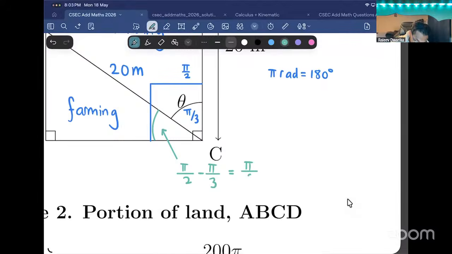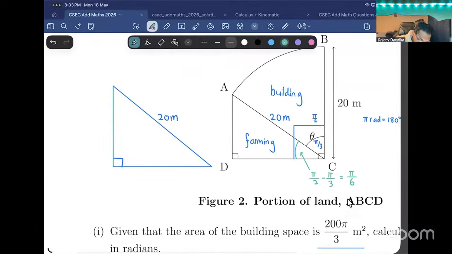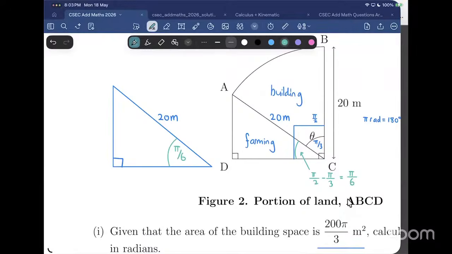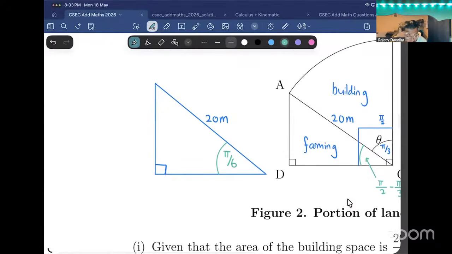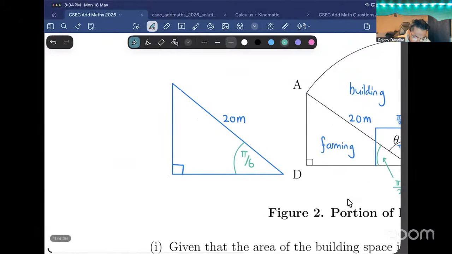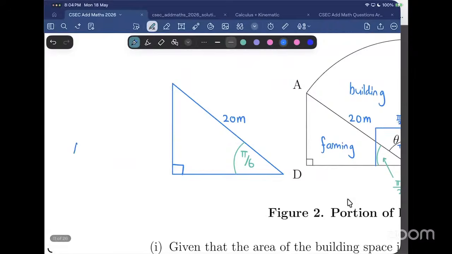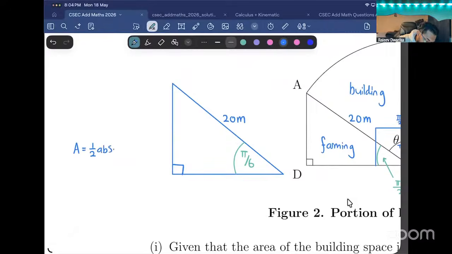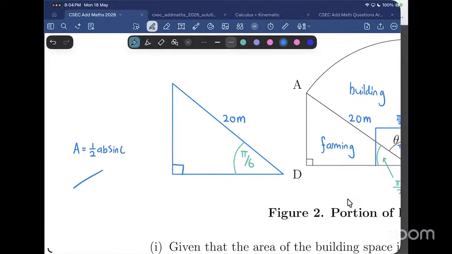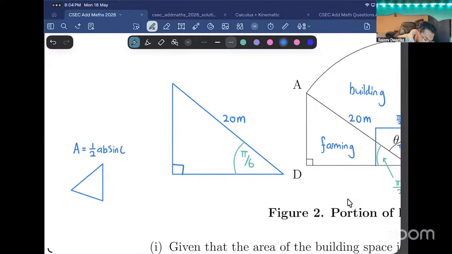So here what's happening, right? If I put the angle here, pi on 6. If I want to find the area of this, notice I don't have the base or the perpendicular height. So I'll have to rely on a slightly different formula: A equals a half AB sine C. We typically use this formula anytime you have an included angle.